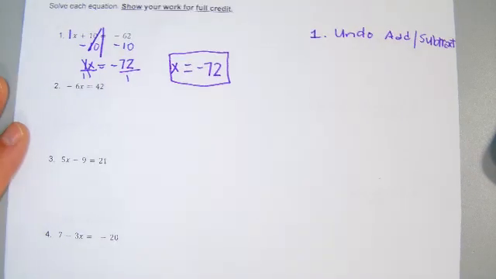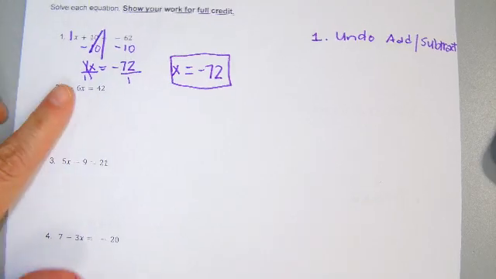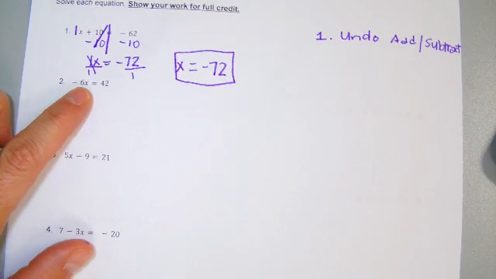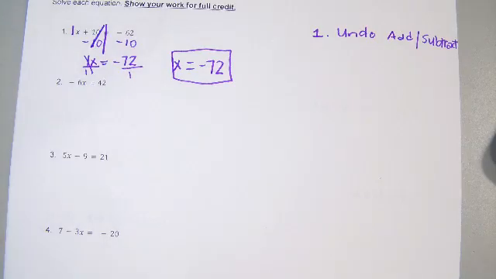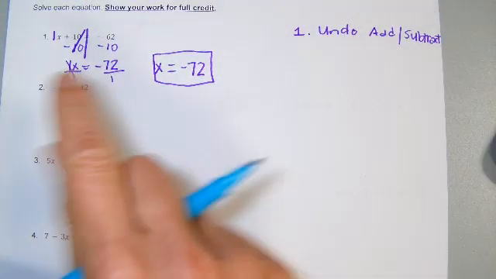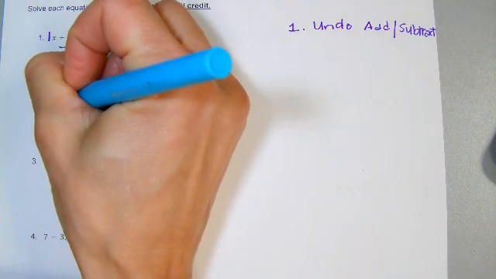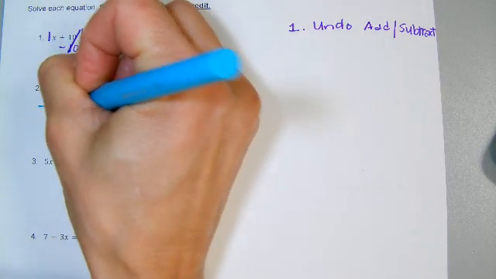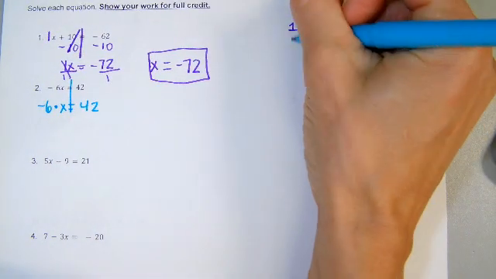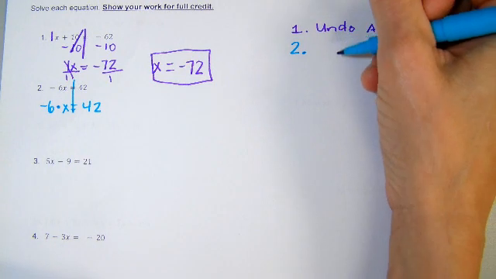Okay, now let's move on to the next one. Same idea. We only have one variable. We have less than 3 terms, so we can start undoing the equation. This time, again, it says start with undoing add or subtract, but this says negative 6 times x equal 42. So there really is no add or subtract. So our second move is we're going to undo either multiplication or division.